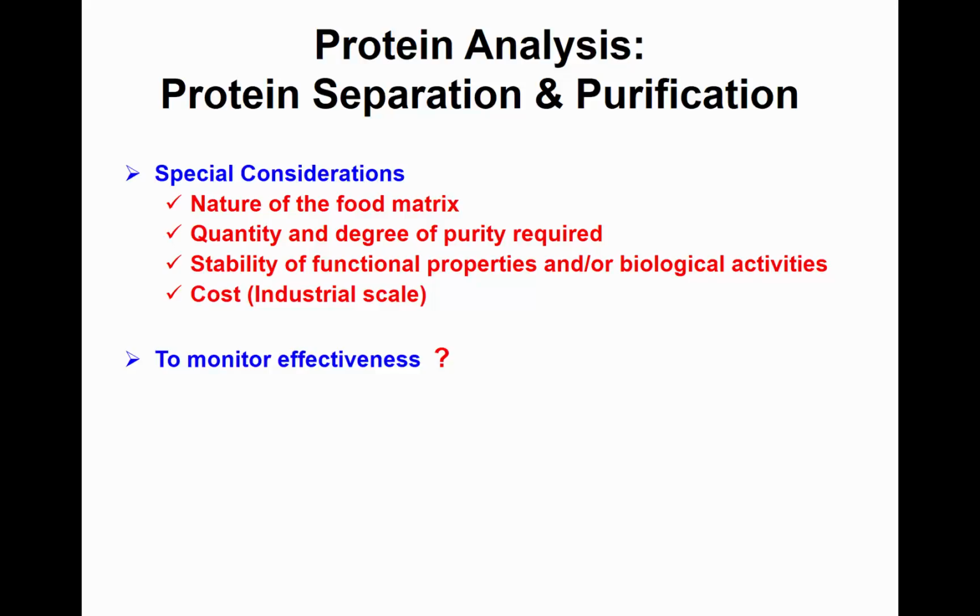To monitor effectiveness of the isolation of protein, what do I measure or determine? If I want to know how effective I was in this isolation, what's the first thing I would do? I'm isolating protein. Measure protein content. Did I isolate the protein, and how much is the final protein in my product? What else? Mass balance, determine yield. It's very important to determine how much of my protein in the original matrix I was able to isolate and collect.